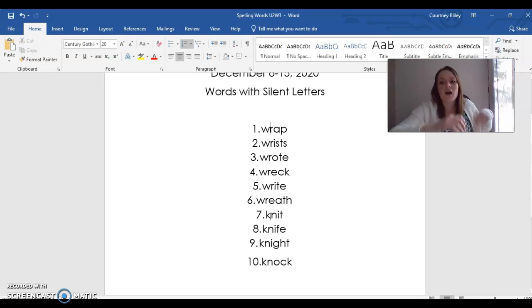Knit. I can knit a blanket. K in front of it. Knife. I cut my steak with a knife. Sneaky, sneaky, sneaky K. Knight, like a knight in shining armor in a storybook, has a sneaky K. And lastly, knock. That has a sneaky K also. So these are your 10 spelling words for the week. Remember, there are sneaky silent letters in front.